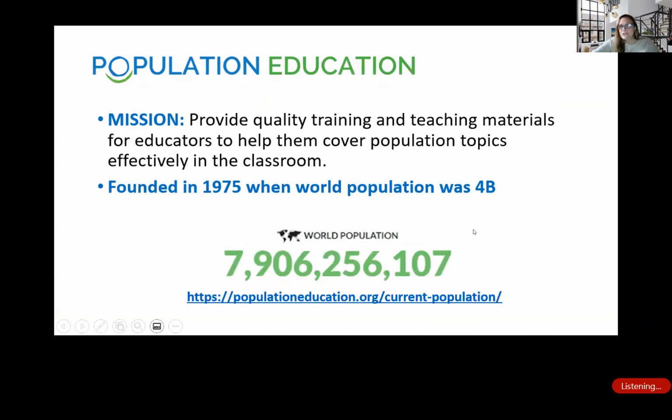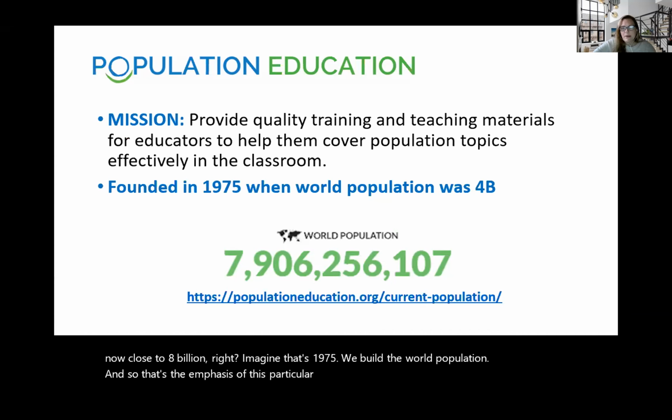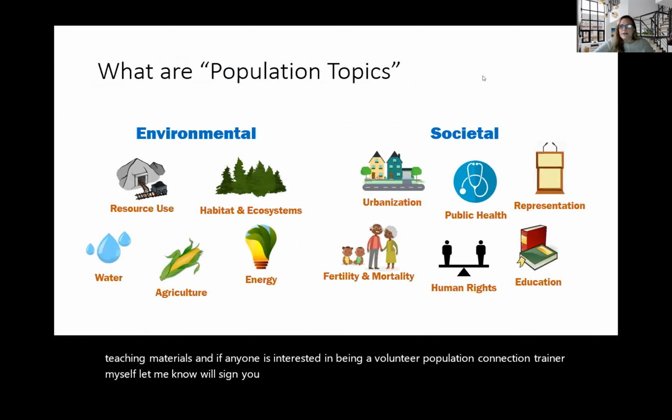Okay, so Population Education was founded in 1975 when the population was 4 billion. We're now close to 8 billion, right? Imagine that. So since 1975, we've doubled the world population. And so that's the emphasis of this particular organization. It's about bringing awareness through teaching materials. And if anyone is interested in being a volunteer Population Connection trainer like myself, let me know, we'll sign you up. So let's get started.